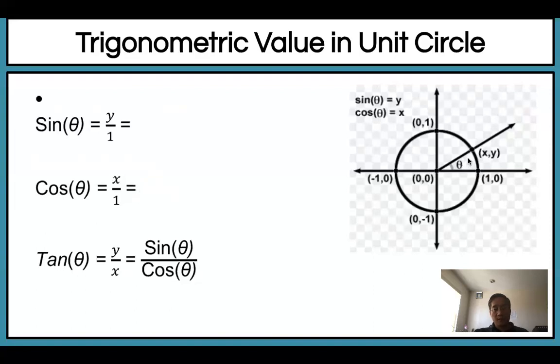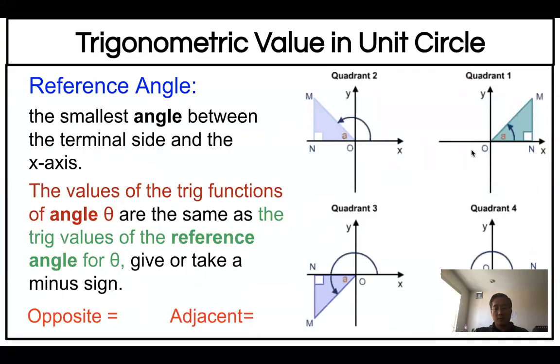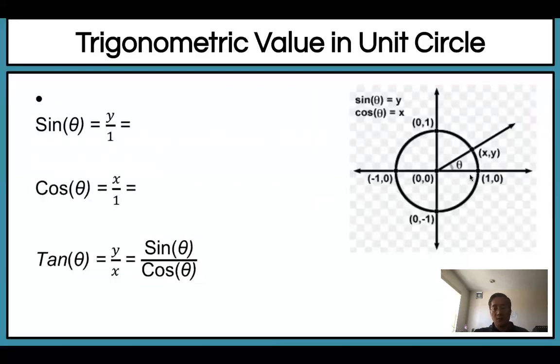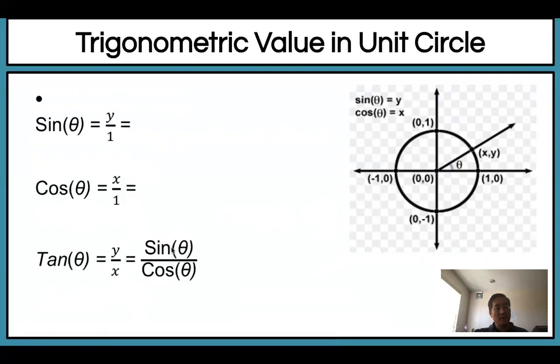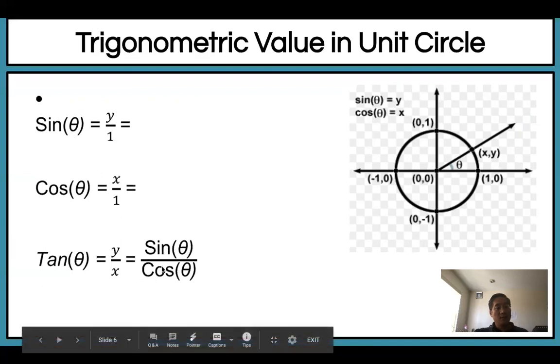And tangent is opposite. Oops, sorry. Opposite over adjacent, which is y over x. Here we said sine theta is equal to y. So instead of y, you can write sine theta. And x is cosine theta. They are equivalent, right? In the unit circle, y over x is the same as sine theta over cosine theta. Theta means the angle.